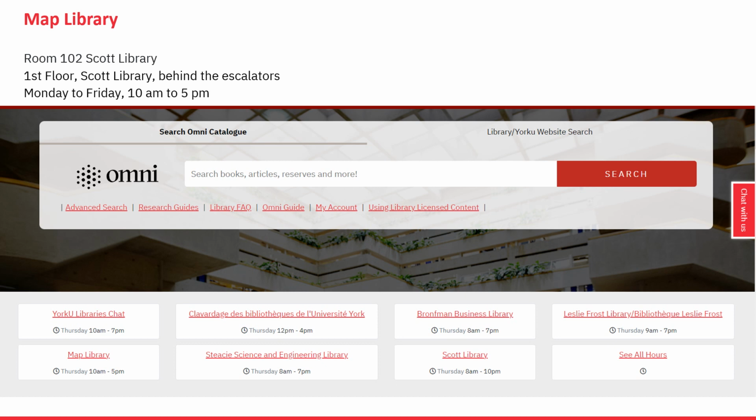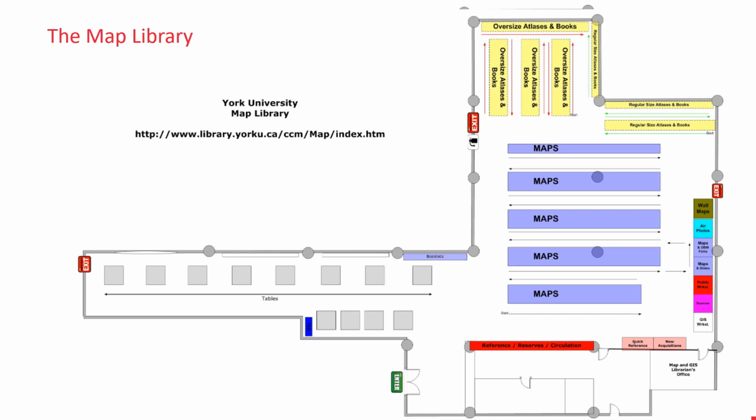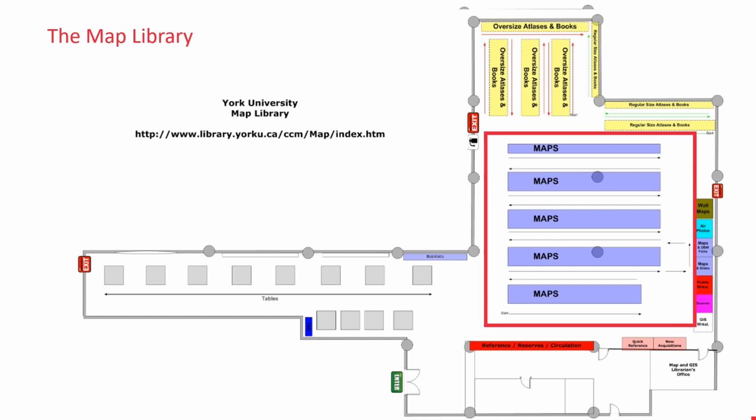For an introduction to the map library, be sure to explore the link on the library homepage, which will provide access to information on collections, spaces, and services. The map library is located in room 102 on the first floor of the Scott Library. We will use a floor plan of the library to explore the uniquely diverse collections available, beginning with our map collections.